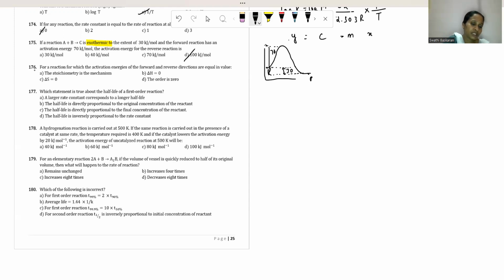Now just look into the 176th question. For a reaction for which the activation energies of forward and reverse directions are equal in value, which option is correct, they are asking. So they are saying that the activation energy of forward and reverse directions are equal. What will happen basically? We know the formula, which is nothing but delta H is equal to EAF minus EAB, forward minus backward. Correct? Now this value and this value are the same, and same means it will become 0. Delta H value will become 0. So option B is correct.